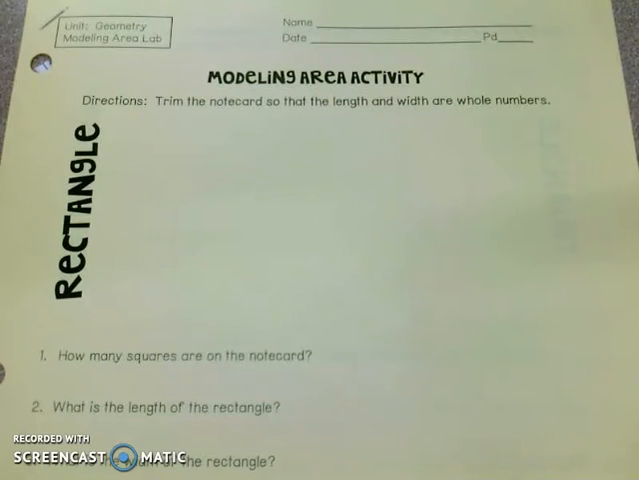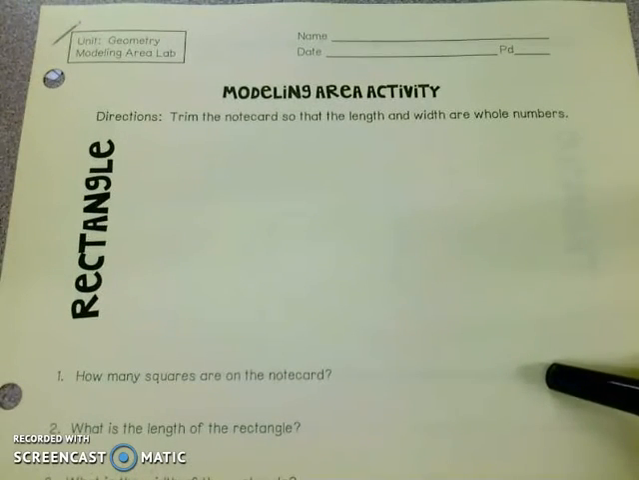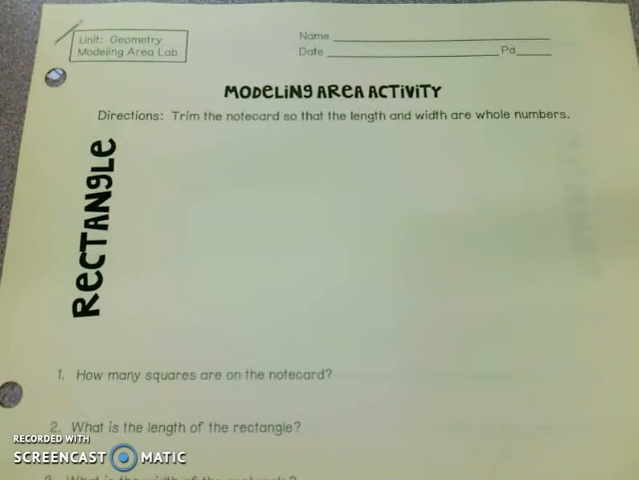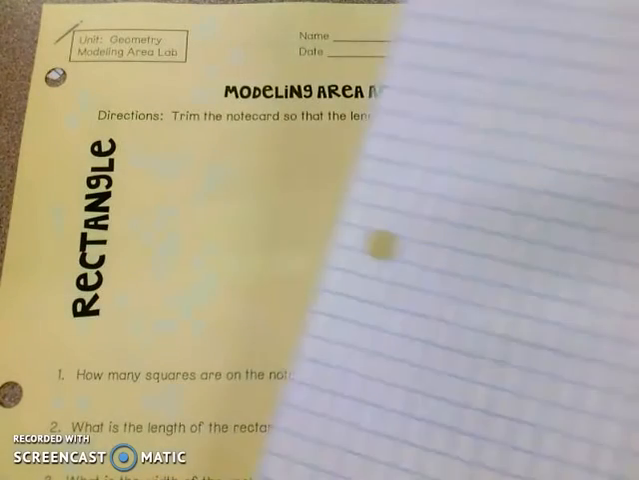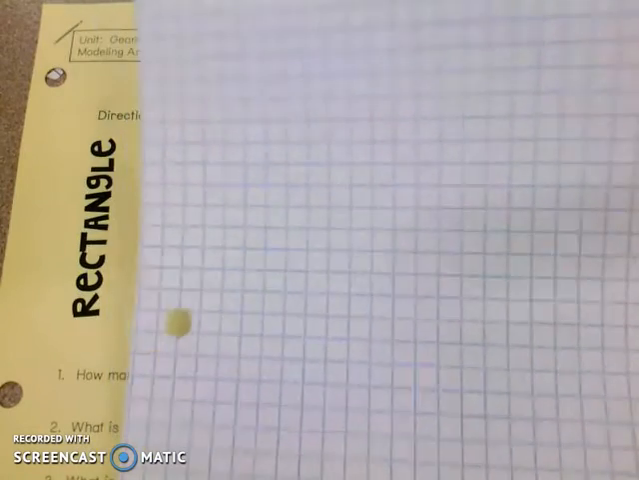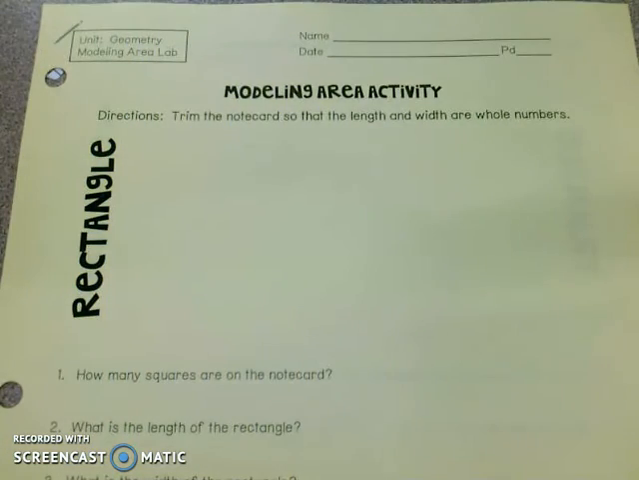Today we are going to complete the rectangle portion of your modeling area lab. So that is the yellow packet that I gave you with your Chapter 4 notes. If you please take that out. You're also going to need this graph paper that I gave you with your Chapter 4 notes as well.